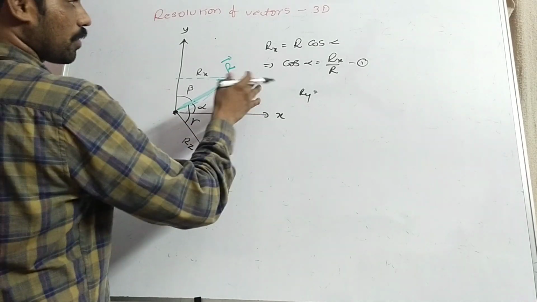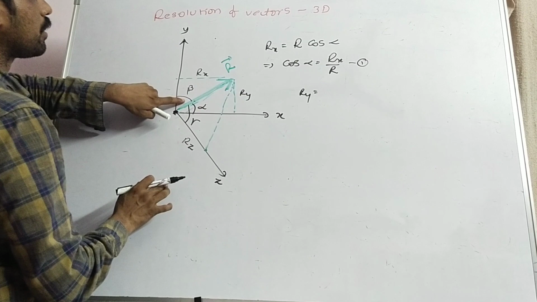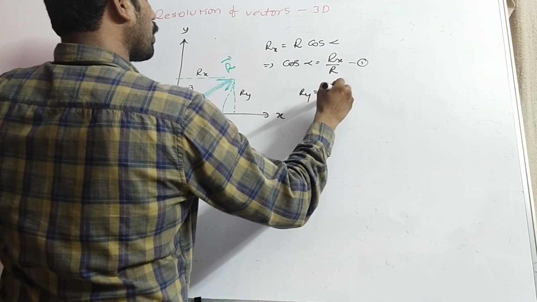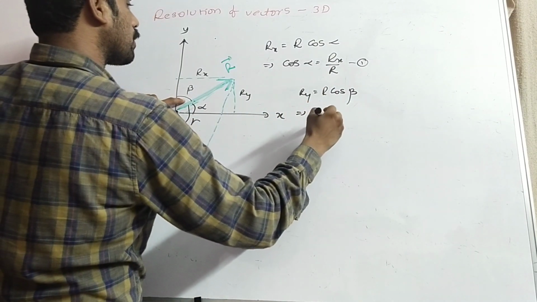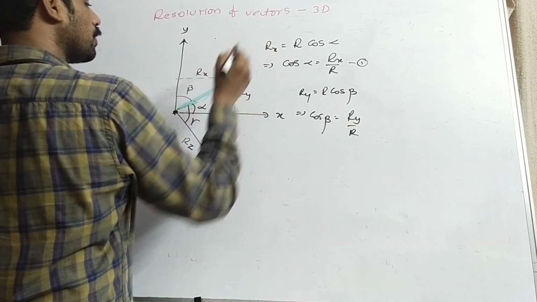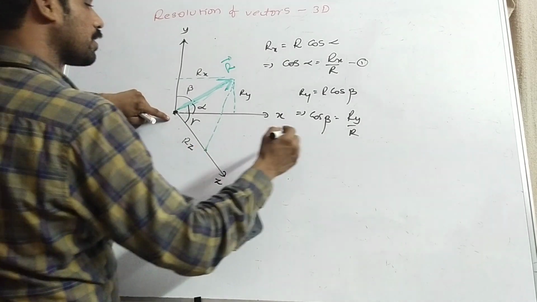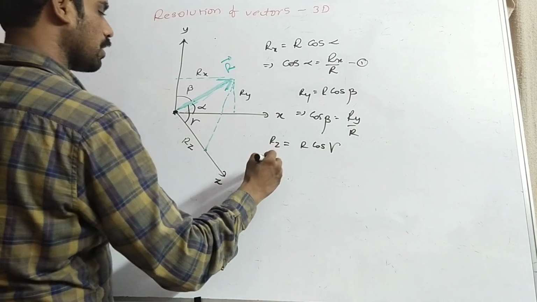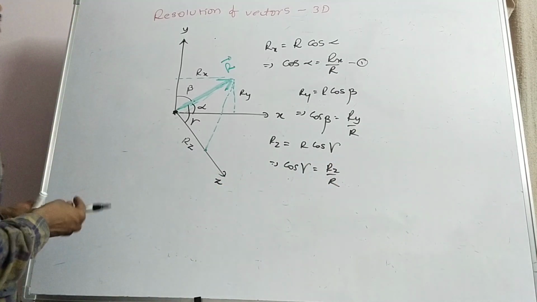In a similar manner, Ry is the horizontal component, and Ry here makes an angle beta. So Ry is equal to R cos beta. That implies cos beta is equal to Ry by R. And Rz is equal to R cos gamma. That implies cos gamma is equal to Rz by R.